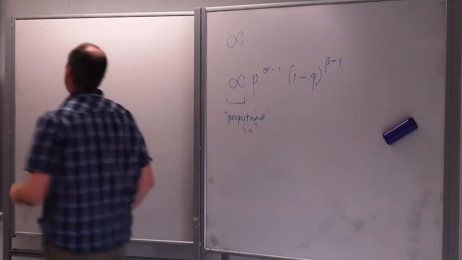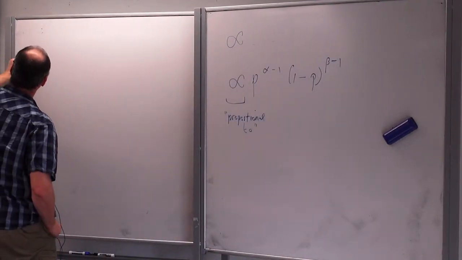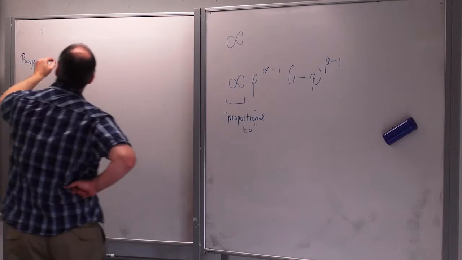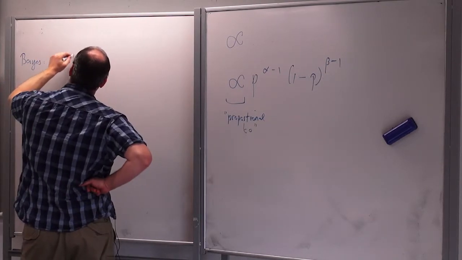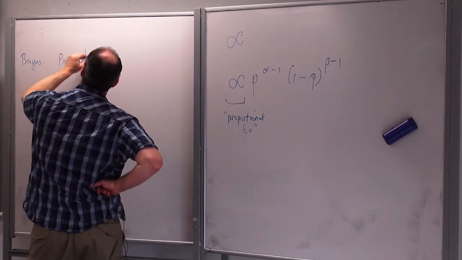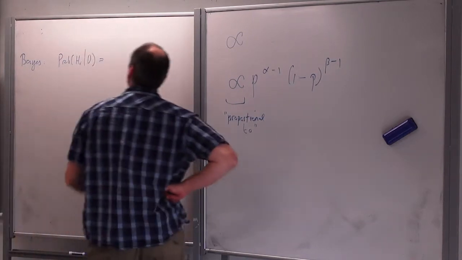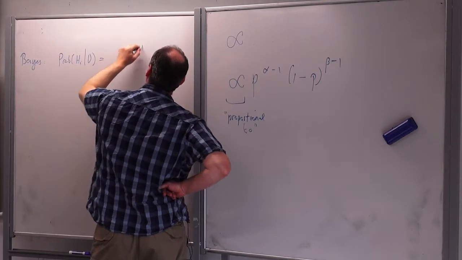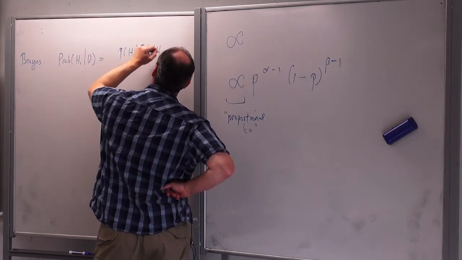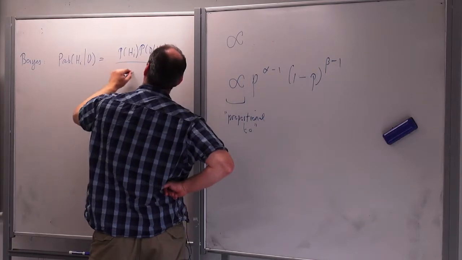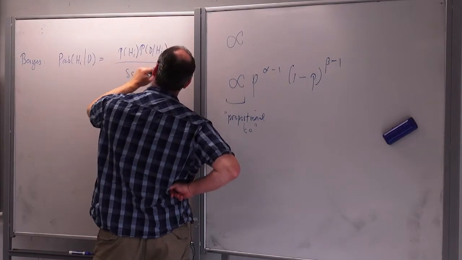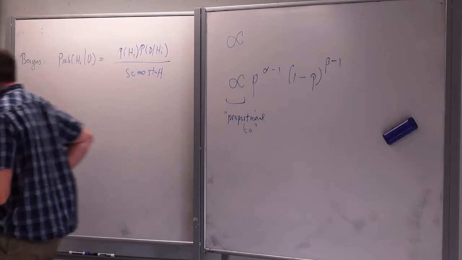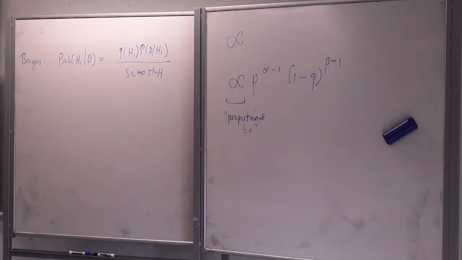Okay, let's go back to Bayes' theorem now. The probability of your hypothesis given your data equals the probability of your hypothesis, which is your prior, times P of D given H_i, over some stuff. And that stuff on the bottom doesn't really have any function other than to make your probabilities add up to 1.